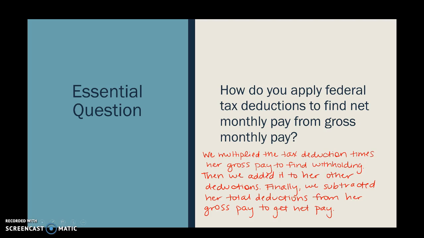Okay, so I wrote out what we did. So we multiplied the tax deduction times her gross pay to find her withholding, and then we added it to her other deductions, and finally we subtracted her total deductions from her gross pay to get her net pay. All right, so one more step next. You're going to have to go on to the second video for today.